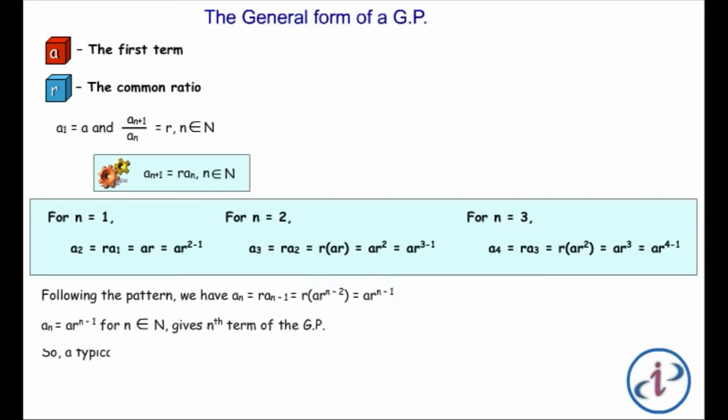So, a typical geometric sequence is as shown. That is, A, Ar, Ar squared, Ar cubed, and so on up to Ar to the power of n minus 1.